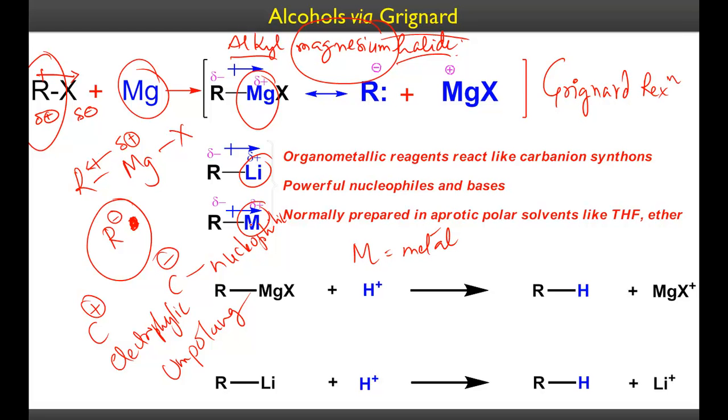Depending upon the valency of the metal, depending upon the alkyl halide, the reactivity will be different, the number of R groups will be different, and so on and so forth. So what is the essence of this reaction? You have an organometallic reagent that is equivalent to a carbanion, and they act as powerful nucleophiles and bases.